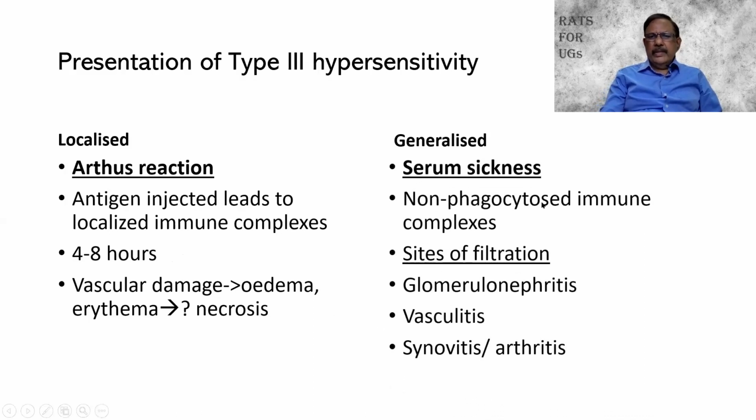Generalized can be serum sickness, a classical example, wherein the complexes are circulating. Normally, it is only the antigen, but here the immune complexes are circulating and they are trapped at the sites of filtration, such as the glomerulus or the small blood vessels or the joints, as a result of which you get these lesions. So, localized type 3 hypersensitivity, generalized type 3 hypersensitivity.